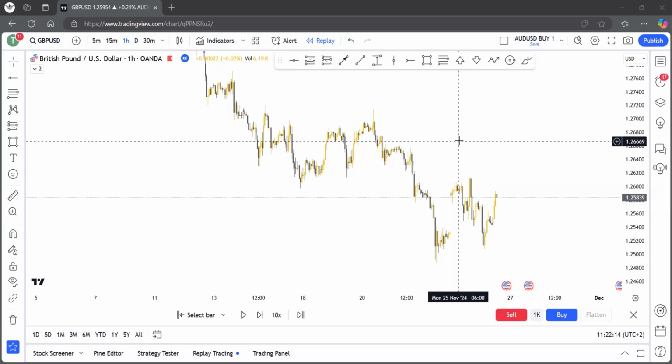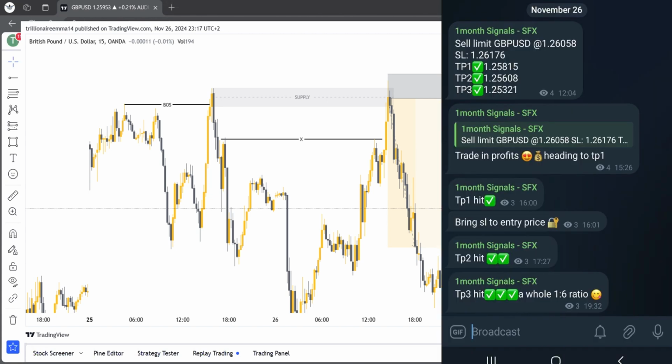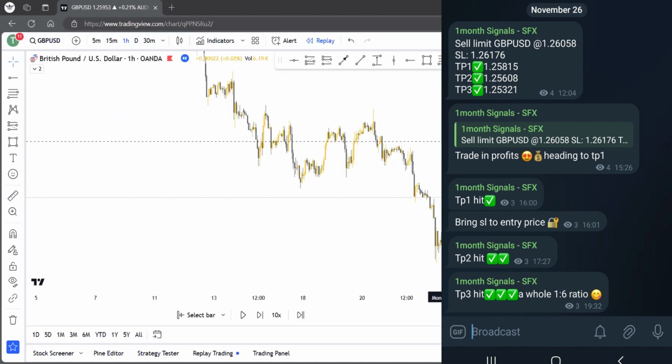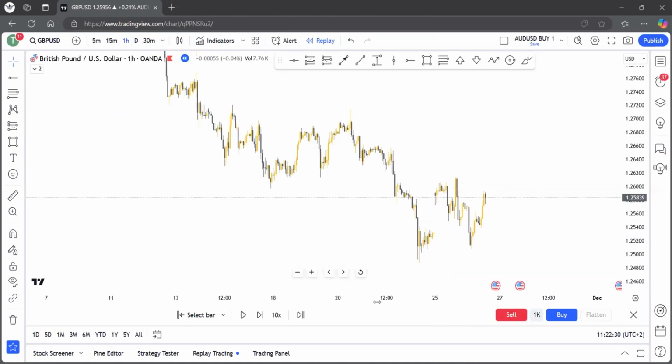Now, I took a beautiful trade over here on pound USD, 1:6. I even sent a trade signal alongside with this trade as proof for everybody seeing this video that we know what we are talking about. And I really want to teach you exactly how I got that trade without hiding or concealing anything.